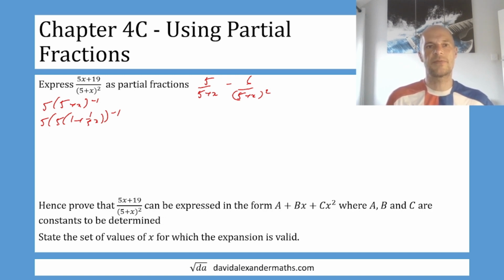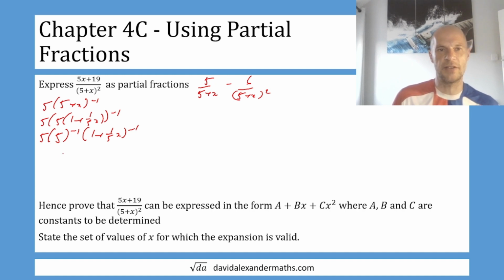So if this 5 is becoming a fifth, let me just write this a bit more clearly. So first of all, this is 5 lots of 5 to the minus 1 multiplied by (1 plus 1/5 x) to the minus 1. 5 to the minus 1 is 1 over 5, and 1 over 5 times 5 is 1. So actually this tidies up quite nicely to (1 plus 1/5 x) to the negative 1.